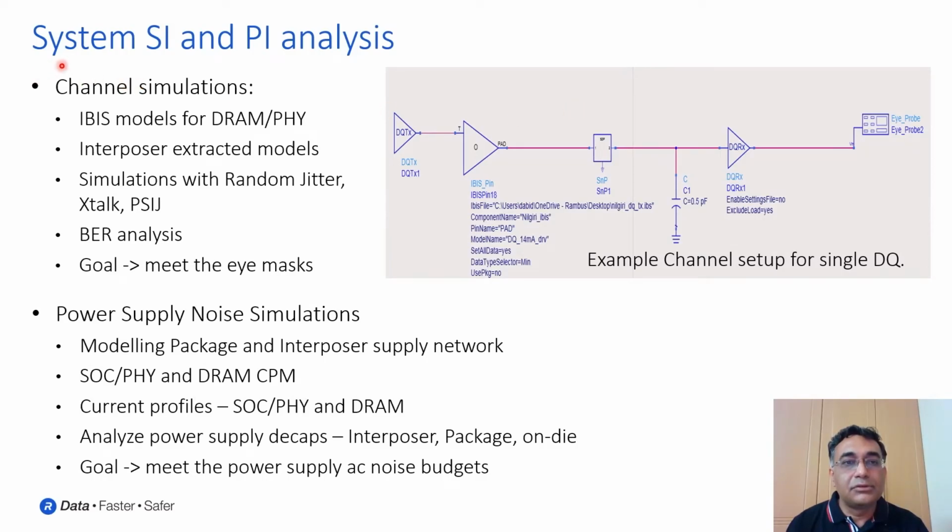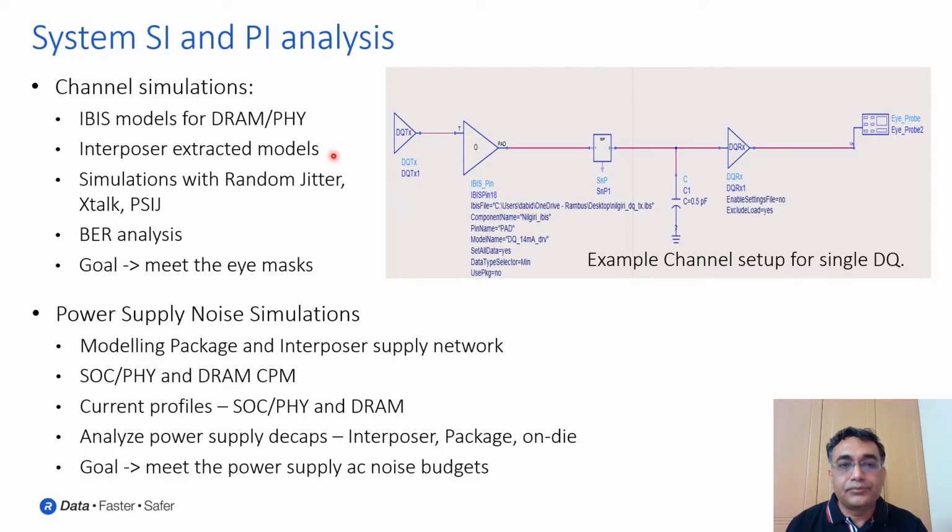We are going to talk about system signal integrity and power integrity analysis. Let's start with the channel simulations. For the channel simulation, we need to model all the components. We use the IBIS models for DRAM and the PHY. Interposer extracted models are used. This is a very critical step. We need to have a good interposer extraction. It should capture crosstalk, and it should capture various other impacts.